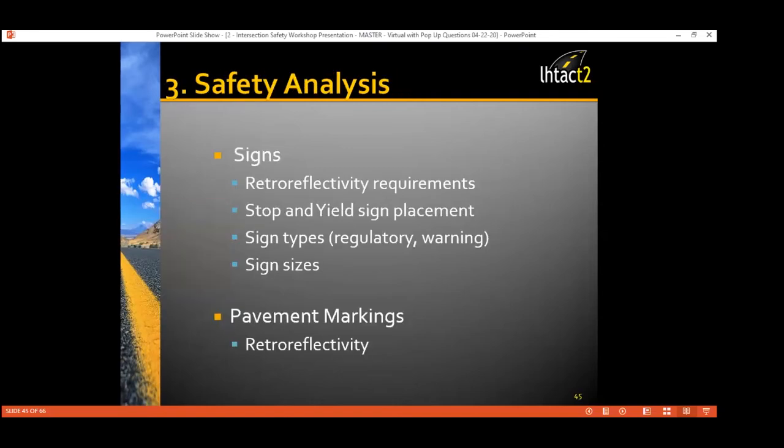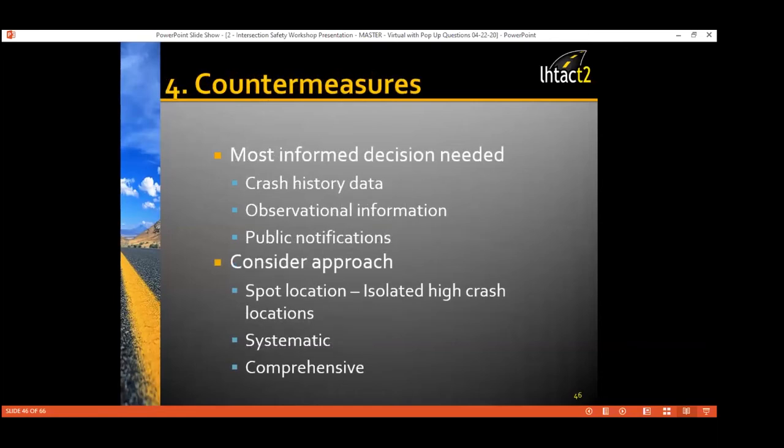Okay, so the final thing I want to touch on in safety analysis is looking at signs and making sure that our retroreflectivity requirements are up to snuff, that we have good placement of stop and yield signs, and that our sign sizes are adequate and in good shape, and that we're able to key back to the Manual on Uniform Traffic Control Devices and that we're in compliance. Also, it's important to make sure the pavement markings are there and they're fresh and they have good retroreflectivity. Okay, any thoughts, any questions?